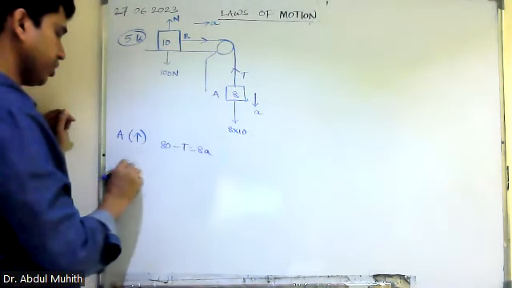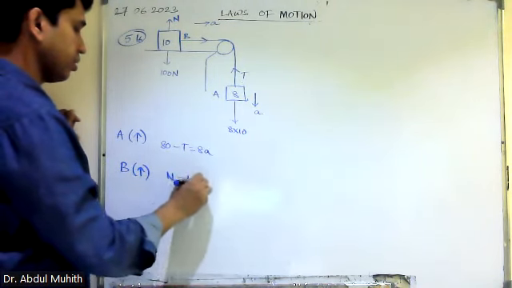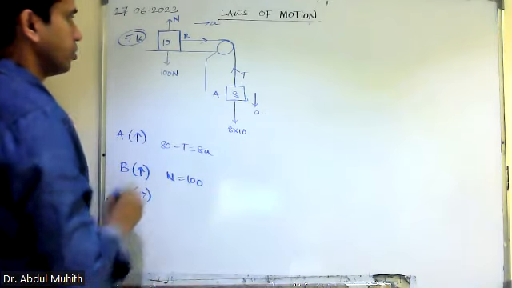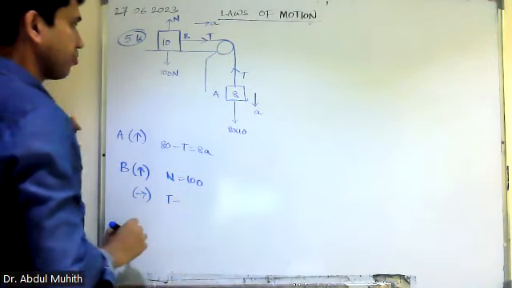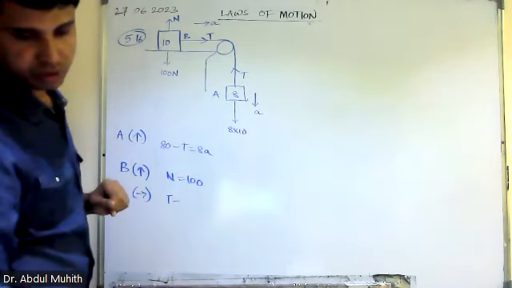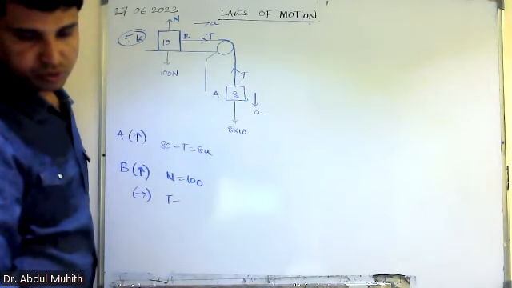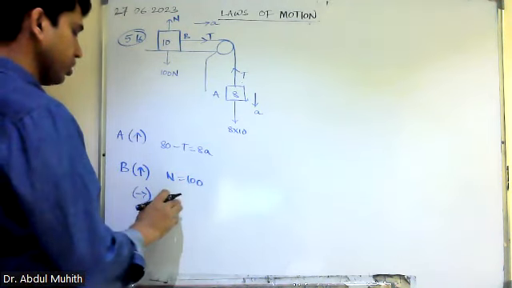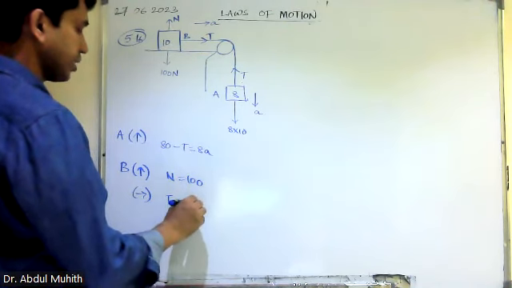Now coming to B, the vertical force and horizontal force. Vertical: N is equal to 100. And horizontal force is equal to T, the tension. There is no backward force, no frictional force, I think. So T is equal to ma, T is equal to 10 into the acceleration, 10a.